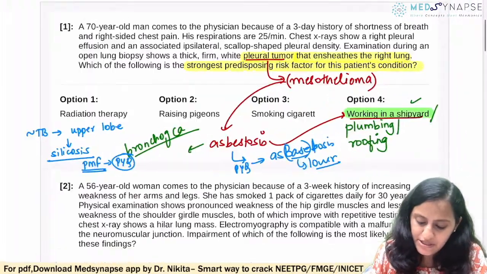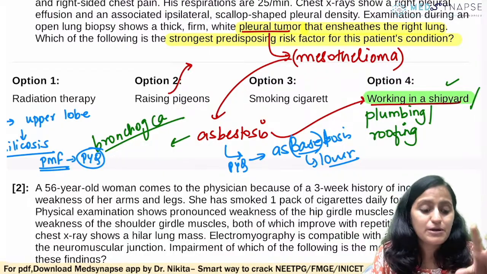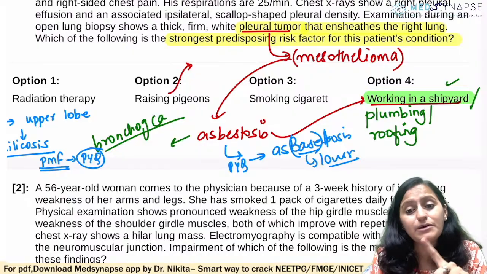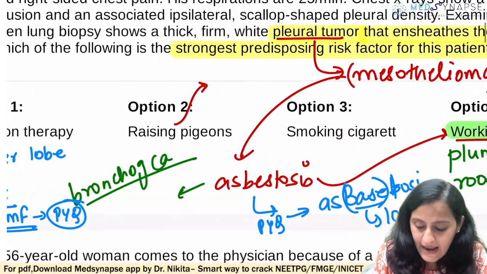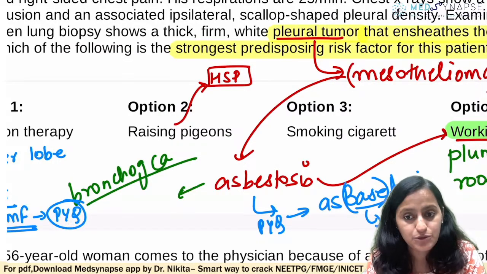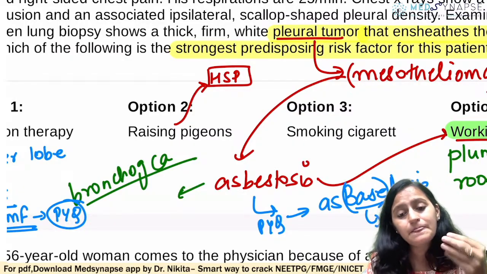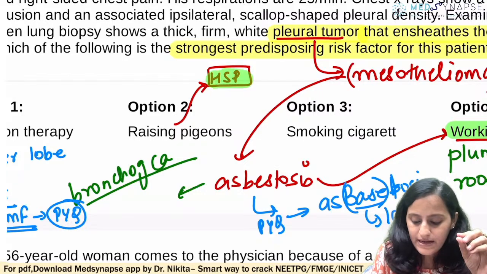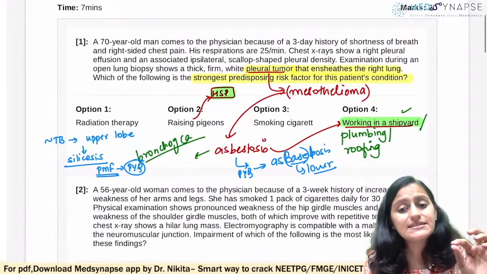Coming to this option here, remember that raising pigeons. What lung condition do you remember with pigeons? Hypersensitivity pneumonitis. Otherwise, pigeon droppings and microbiology you read in Cryptococcus, right? Cryptococcosis, and here in the lung, remember hypersensitivity pneumonitis. Is this clear with everyone?